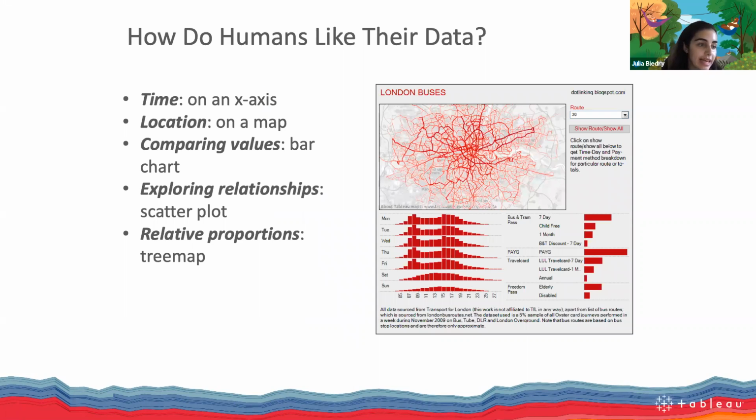So here's an example of a dashboard. This is showing a couple of visual best practices here. We have time down in the bottom on an x-axis. We have location shown on a map here. We're also comparing values in the bottom right on a bar chart. So we can see that we're using visual best practices in terms of color and the way that the data is arranged, in terms of what visualization type has been selected here. So this is an example of a dashboard created in Tableau using some visual best practices.